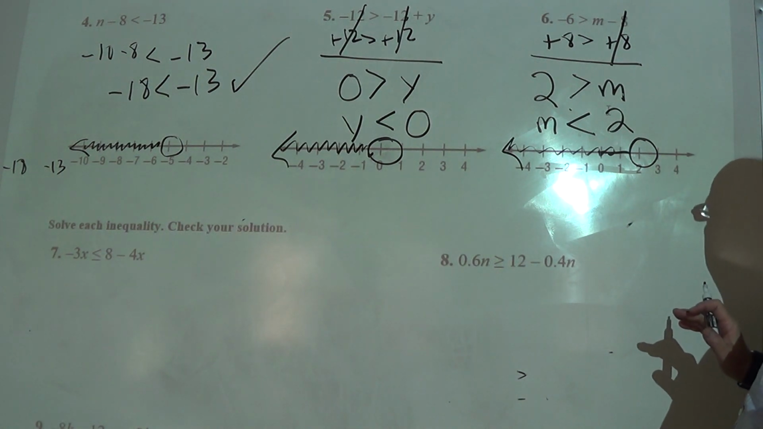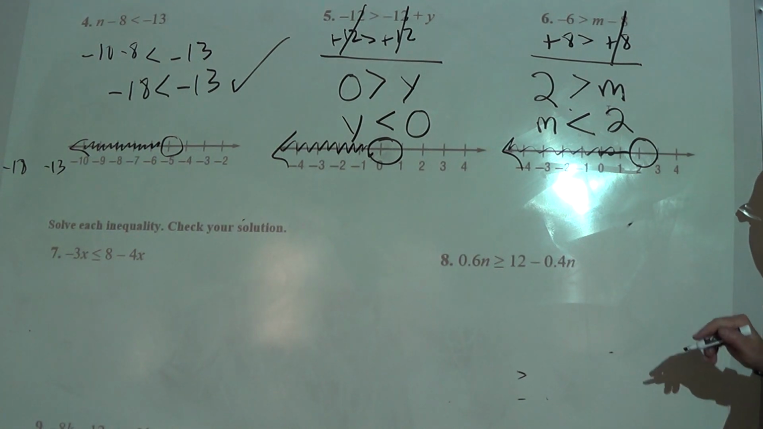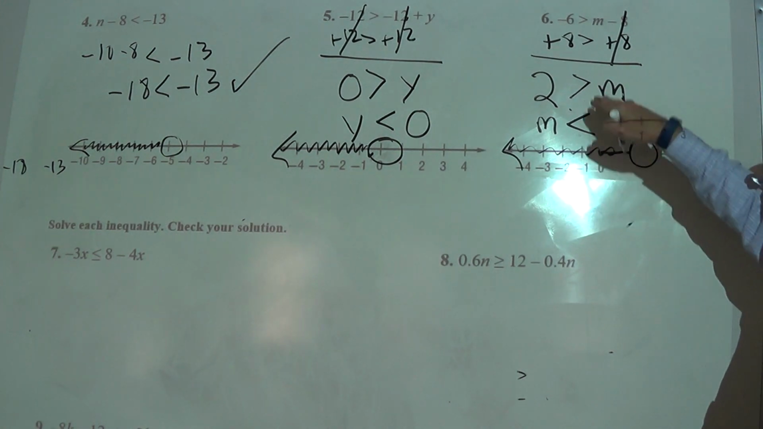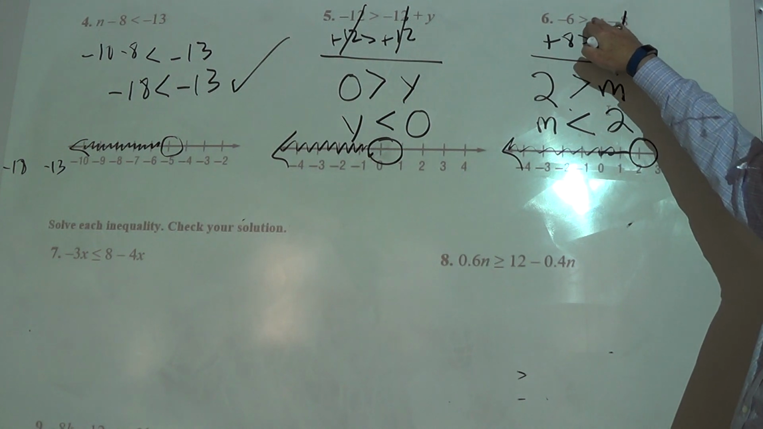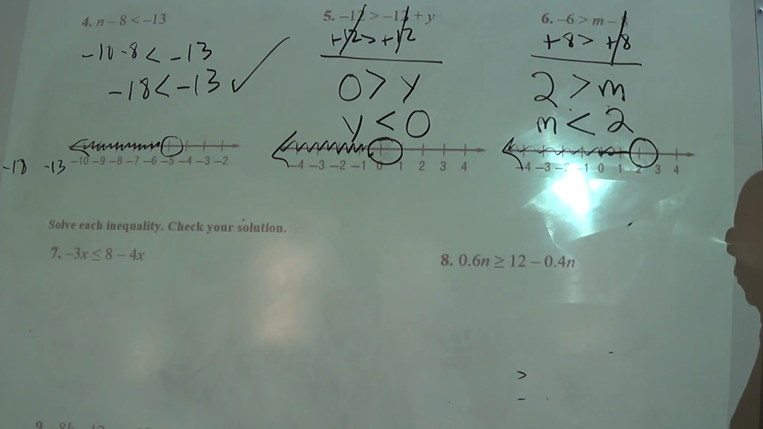Trying to think what else. There's something that slipped my mind and I thought we'd go over, but so m is less than 2. So if I plugged in any of these values less than 2 into this, the value on this side will be smaller than negative 6. That's what you're telling me with this answer.